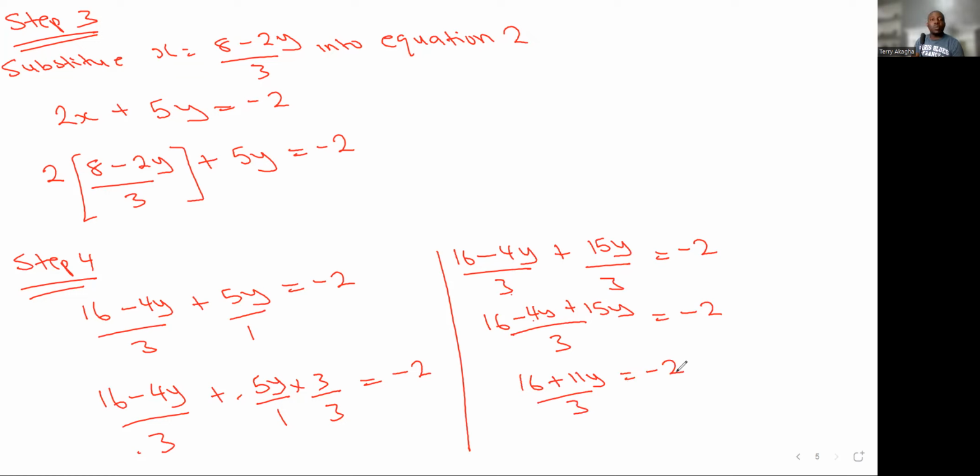So, like I told you, what you do to the left-hand side, you also do to the right-hand side. So I want to get rid of this 3. I'm going to multiply the left-hand side by 3 and also multiply the right-hand side by 3. Are you seeing it? So this 3 will cancel this 3, and we're going to be left with 16 plus 11y is equal to minus 6. Okay, I'm going to write it here again: 16 plus 11y is equal to minus 6.